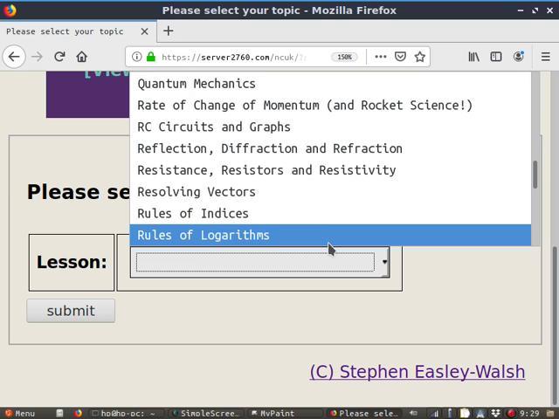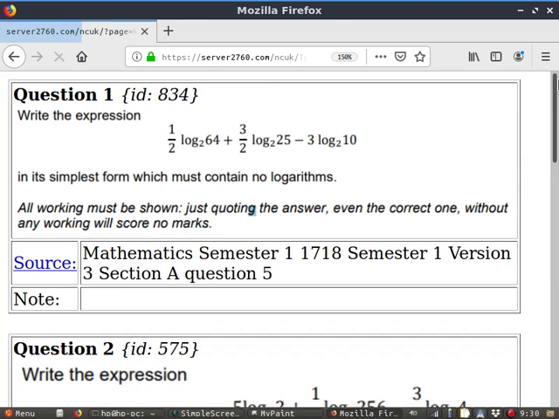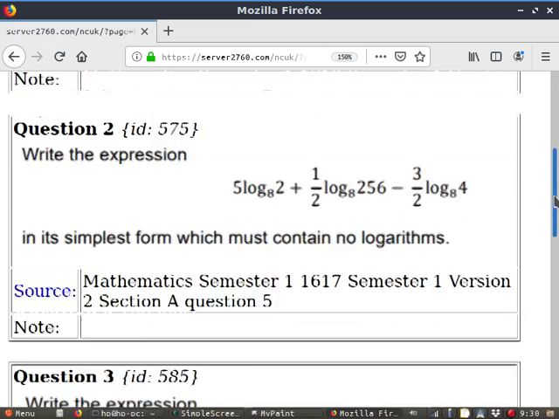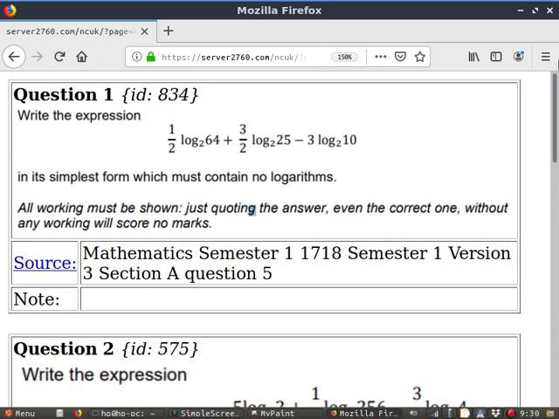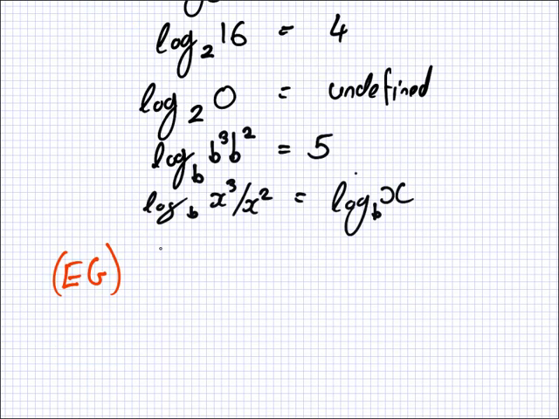Rules of logs. Yeah, here we go. These are all exam type of questions. Now, here's an example. Write this in its simplest form. All workings must be shown. Just quoting the answer will get 0 marks. So what they mean is, you can't use the calculator, okay? So let's copy this question down.